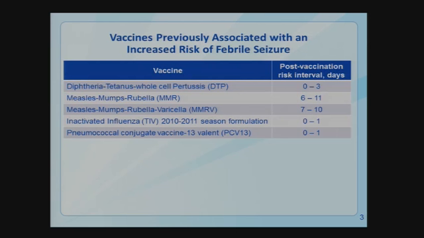So prior to the 2010-11 influenza season, other vaccines had been associated with an increased risk of febrile seizure, and they're listed on this slide. So the whole cell pertussis vaccine, and the measles, mumps, rubella vaccine, and the MMRV vaccine. And as you can see, the risk interval for each vaccine is different. We're talking about a transient risk that occurs over a several-day period in the post-vaccination. And for MMR and MMRV being live vaccines, the risk interval is related to the incubation period of the live virus. And then in 2010-11, this new finding for the TIV and the PCV13 were signaled.